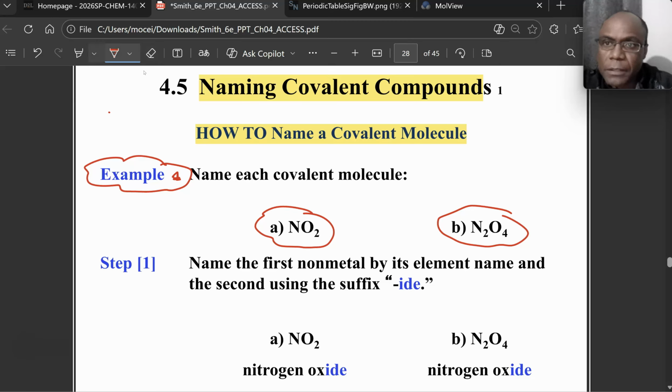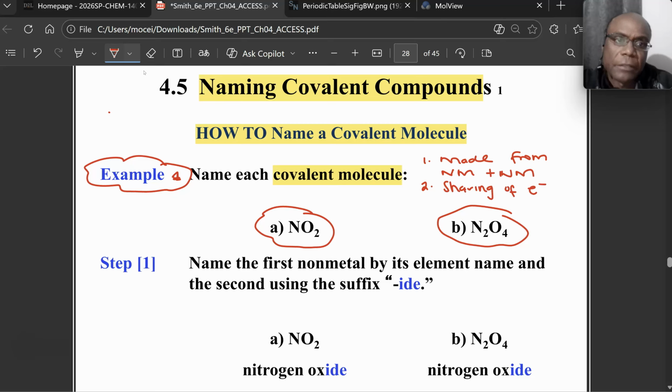Now, the first thing I want you to remember is the characteristics of covalent molecules. Characteristic number 1, they are made from non-metal plus non-metal combining. Number 2, there's going to be a sharing of electrons. Ionic compounds were made by transfer of electrons, complete transfer of electrons. Now, if you look at NO2, we do have oxygen and nitrogen. Both of them are non-metals. So I expect that this is a covalent molecule.